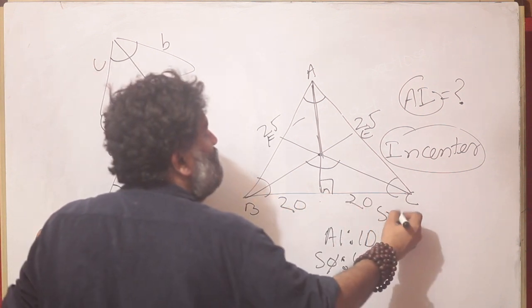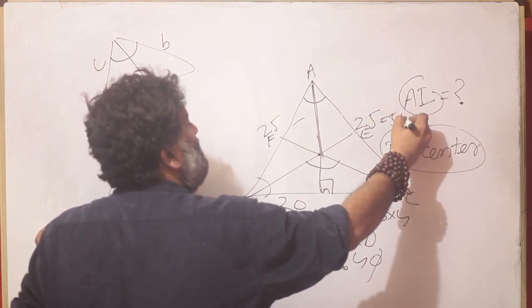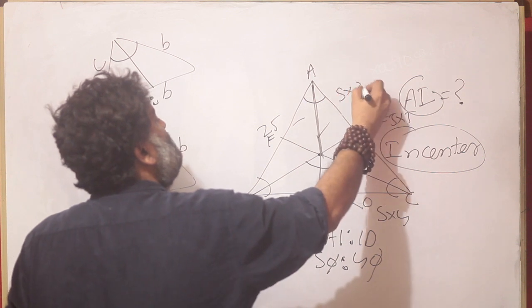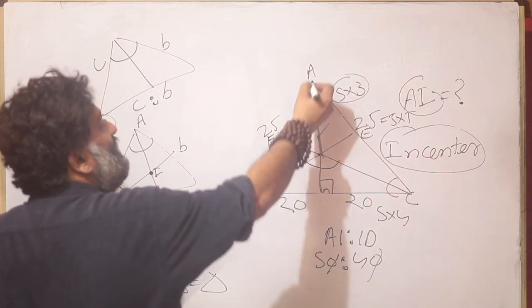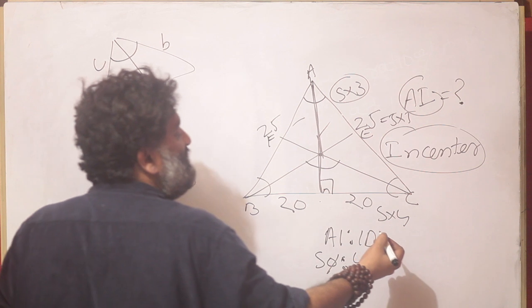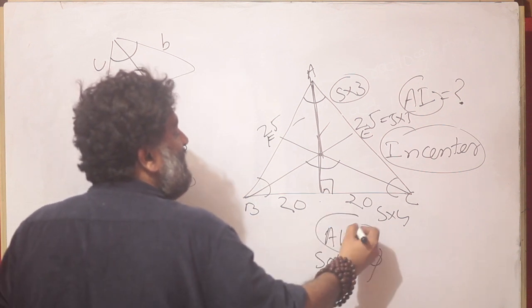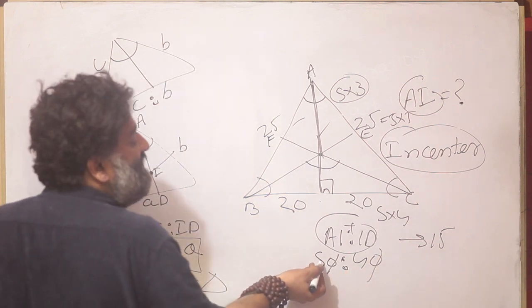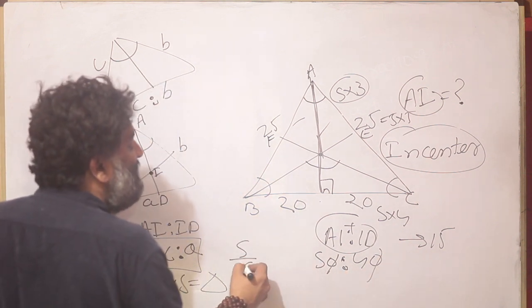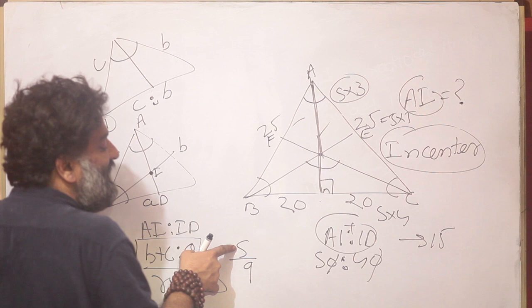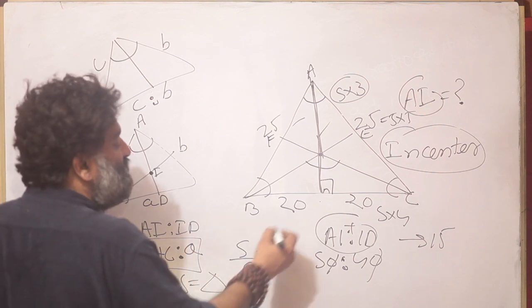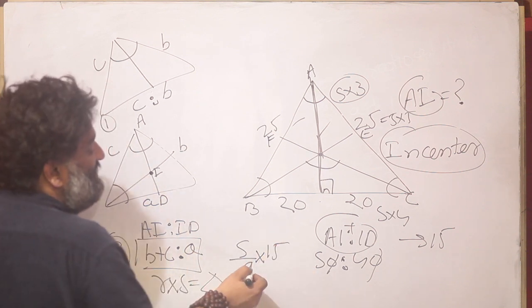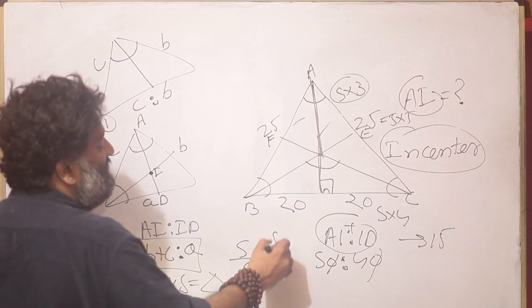This is 5 into 4, this is 5 into 5, this is going to be 5 into 3. I am applying the triplet here. So I know all of this is going to be 15. That means AI plus ID, the total is 15. So now can I find AI? Very, very easily. 5 by 9, because AI is 5 out of 9 and the total is 15. You can simplify this further. 3 3s are 9, 3 5s are 15.